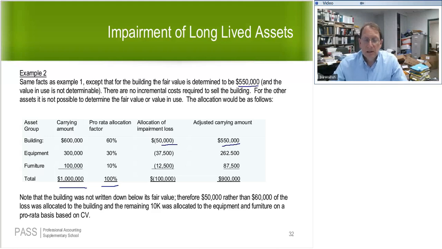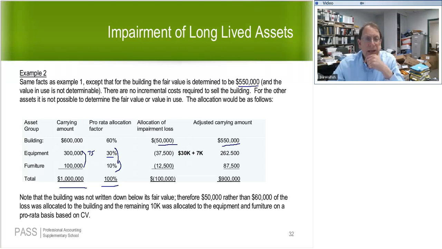So now what do I do with that $10,000? I want to write down equipment by 30% times 100,000. That's 30,000. So you know what you do? There's a typo here. People, you know what you do? You take that remaining 10,000, which you did not apply to the building, and you prorate it on these two. Okay, one sec. Prorate it. 300 plus 100 is 400. So that means equipment is 75%.